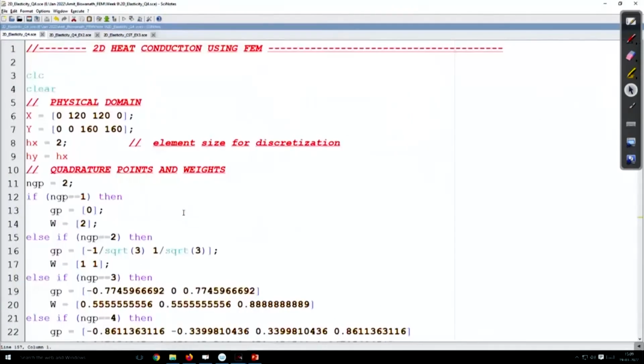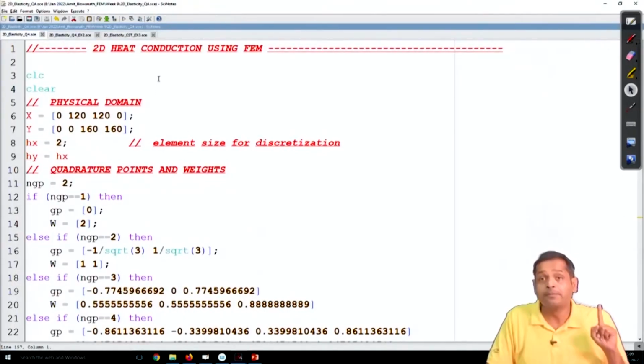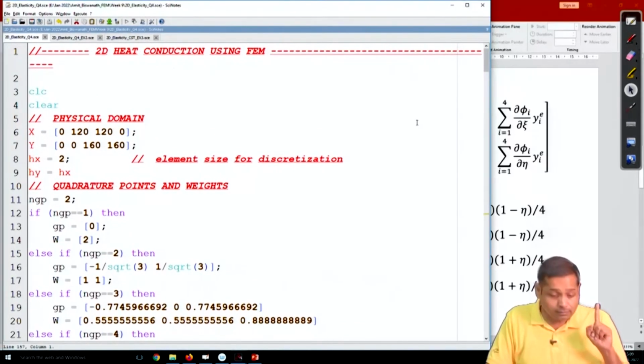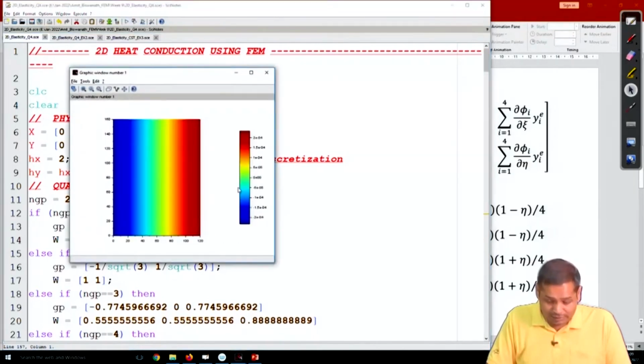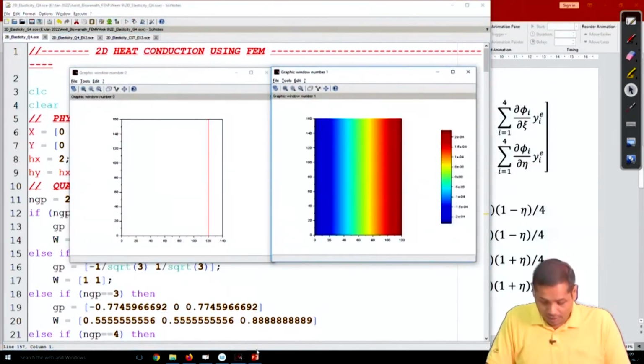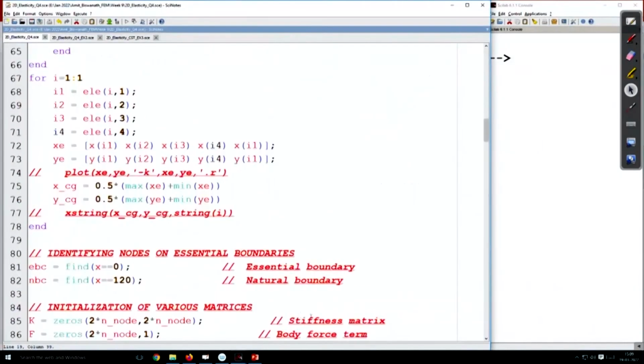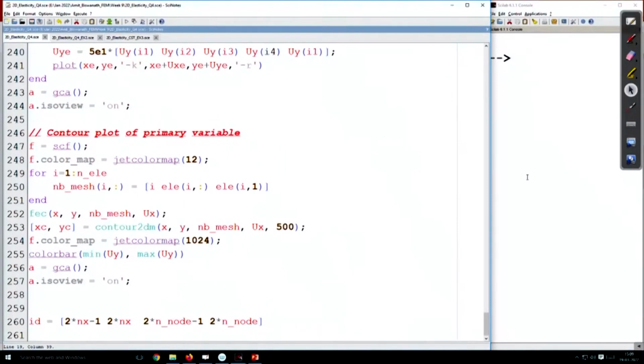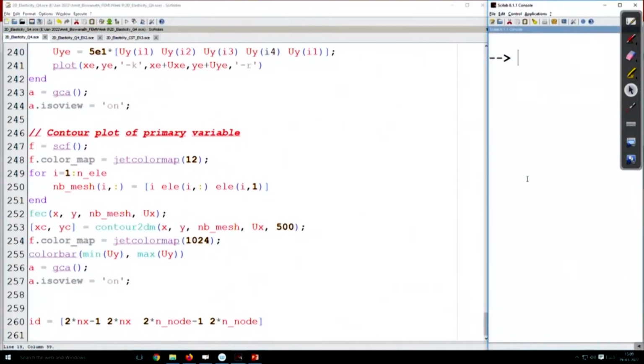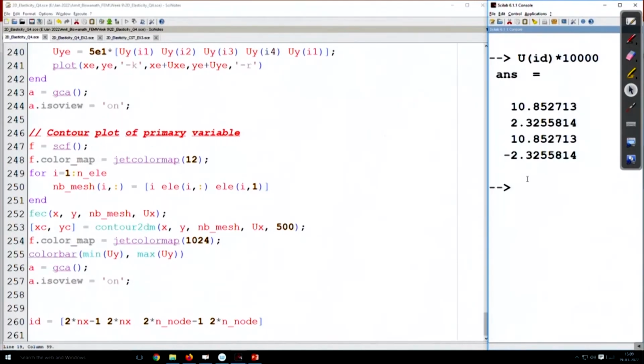Now, next let us get the solution first. So first, let us get it with just one element. Now let us write the code. This is the result with one element.